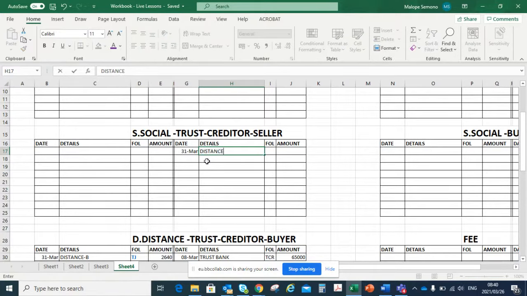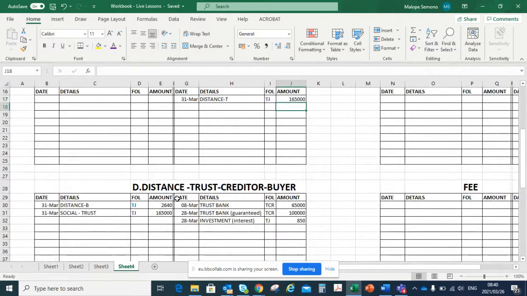distance trust. You see now? So trust journal. And then how much was it? It was 165. See now, so can you see this shows that now we owe the seller how much? 165.